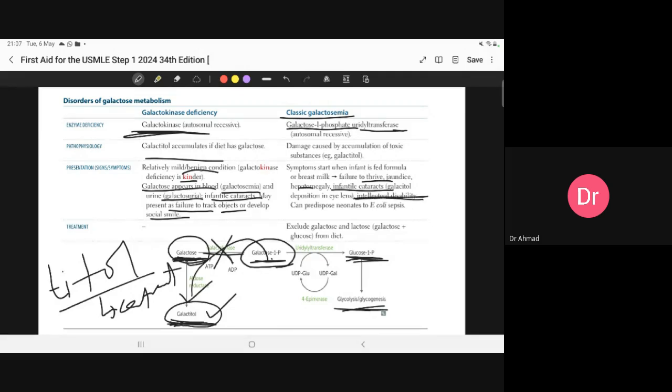And the other thing that they like to go after is E. coli sepsis. They can ask you, these children are at risk of what kind of infection. It's E. coli. Okay. And what is your source here for galactose? It's your breast milk or your formula feed. Okay, both of them. You exclude the diet that contains galactose or lactose. Okay, that's the main idea.